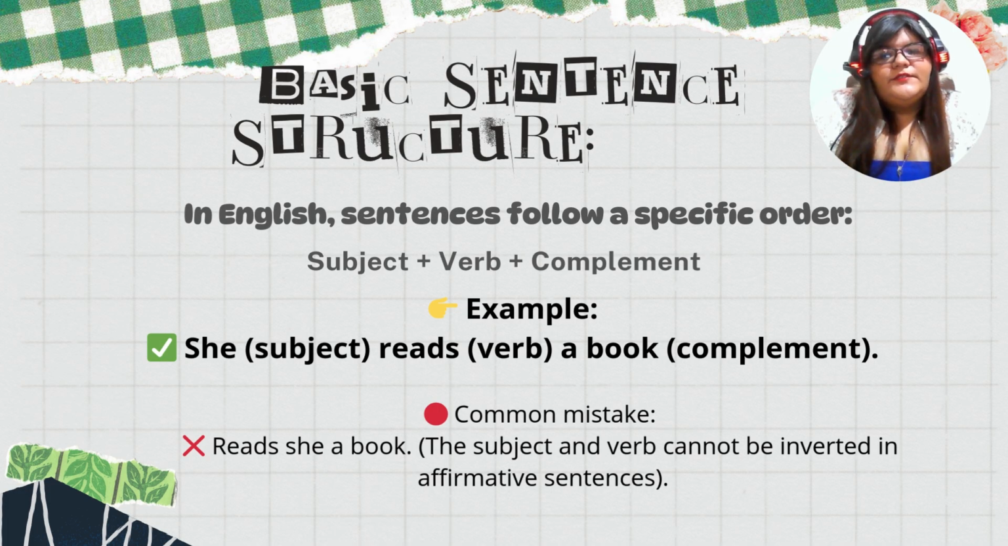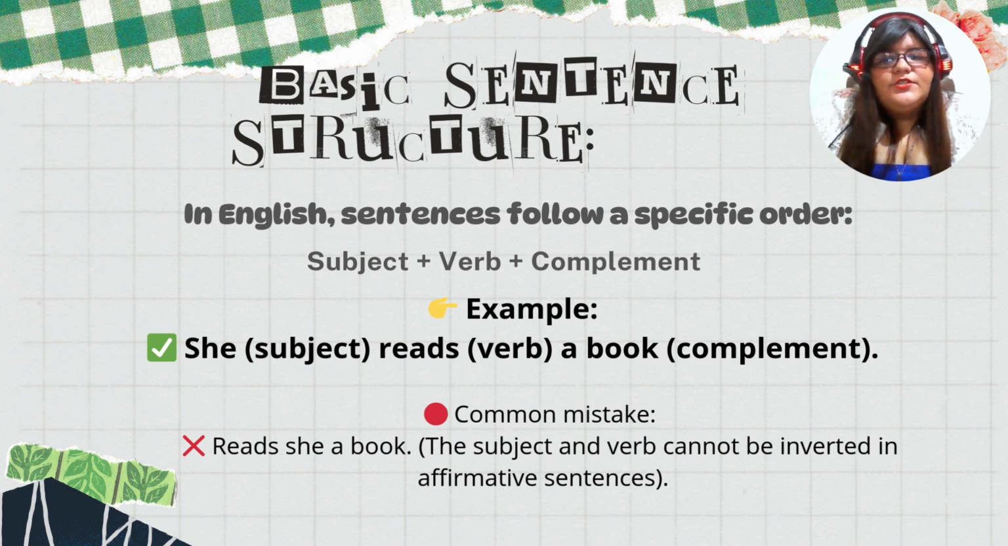So we have here basic sentence structure. In English, sentences follow a specific order. Do you remember we have subject plus the verb plus the complement? For example, what is the subject of this sentence? Yeah, she. And what's the verb? Reads. And what is the complement? Yeah, a book. She reads a book.